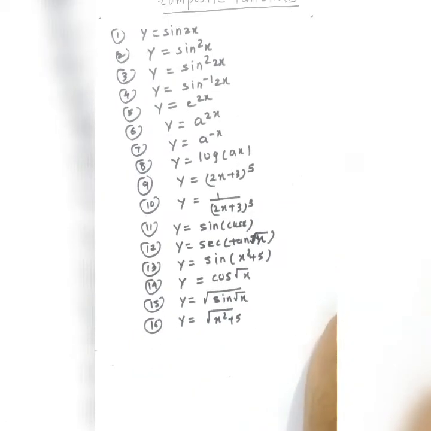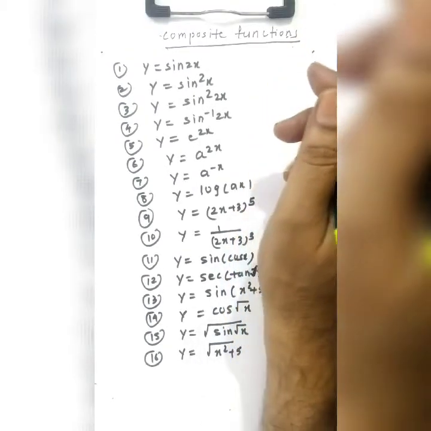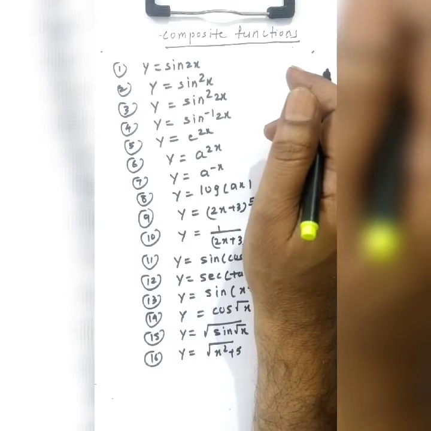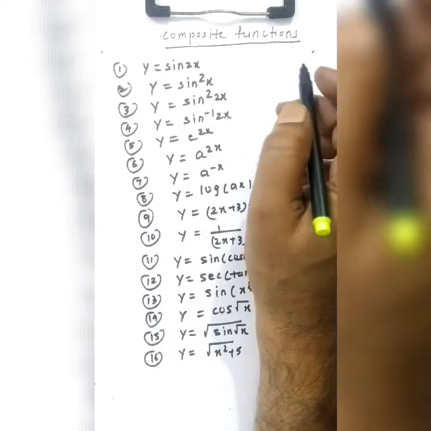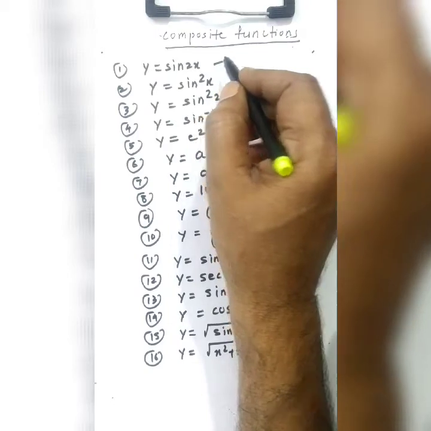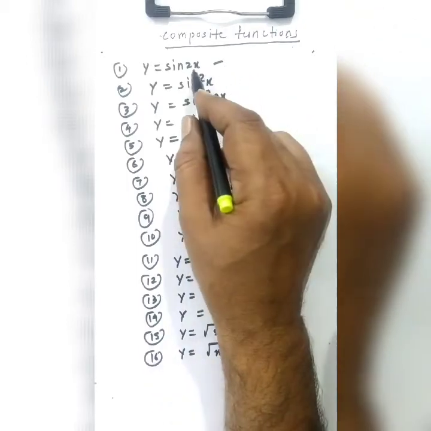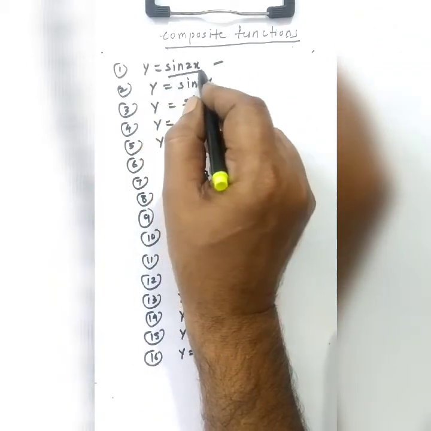Now we will come to these functions one by one. With the help of these examples, we can differentiate exactly between standard functions and composite functions. So the first one, I have taken sine 2x. We know what is the derivative of sine x, but we don't know what is the derivative of sine 2x. So this doesn't fit in our standard form.